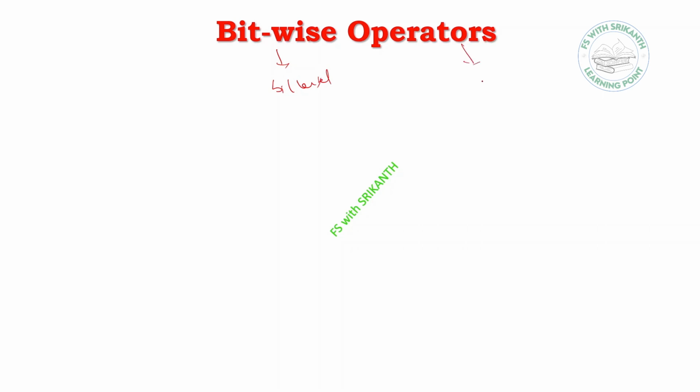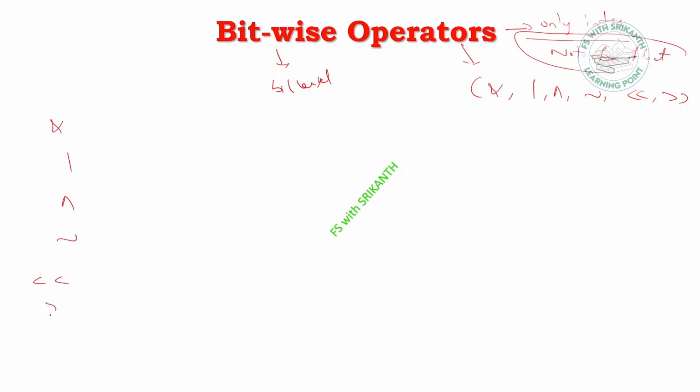So these operators are bitwise AND, bitwise OR, bitwise XOR, tilde, which is a NOT operator, and left shift, right shift. Here we can perform bitwise operators only for integers, but not for float. Float values do not work as bit values. So what are AND, OR, XOR, NOT, left shift and right shift?